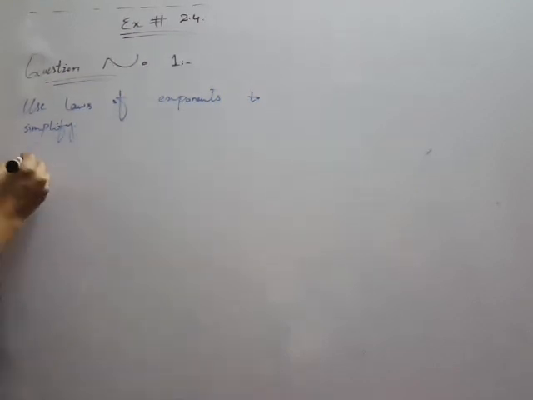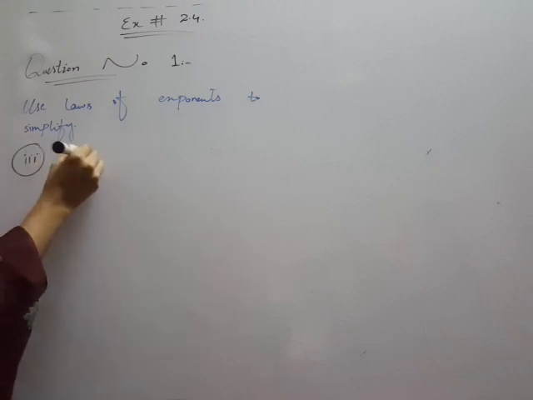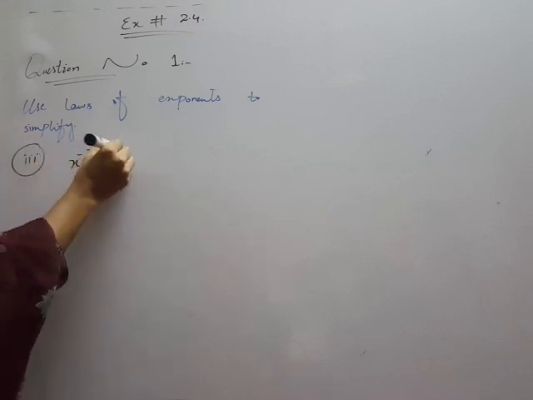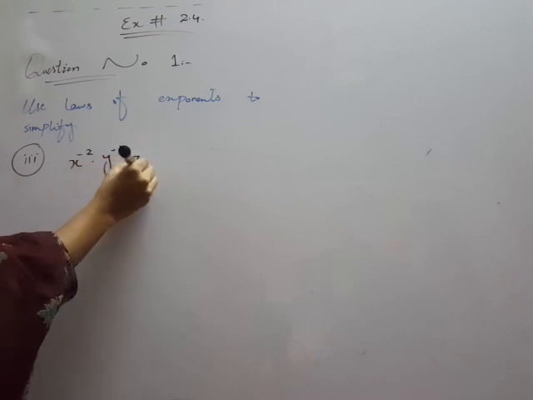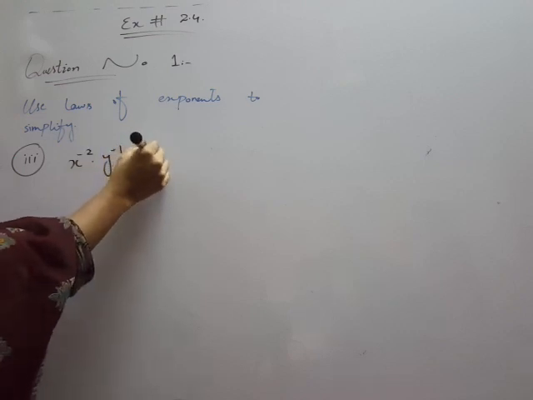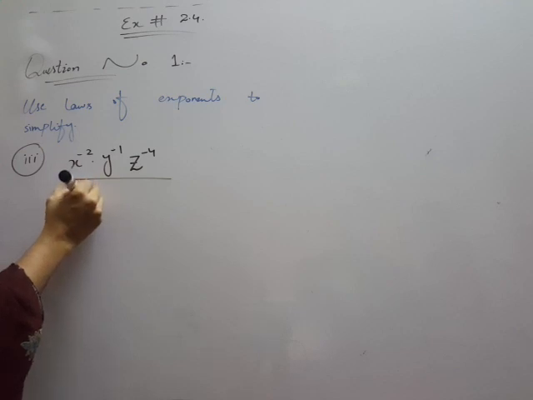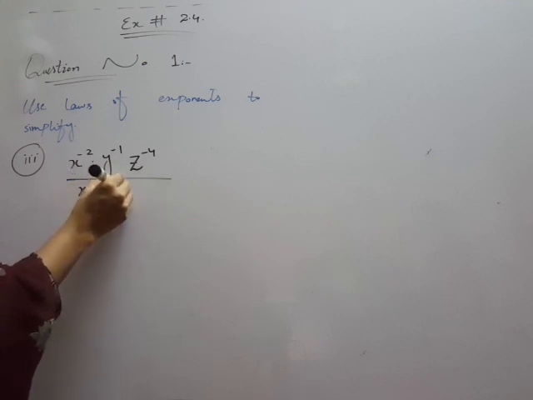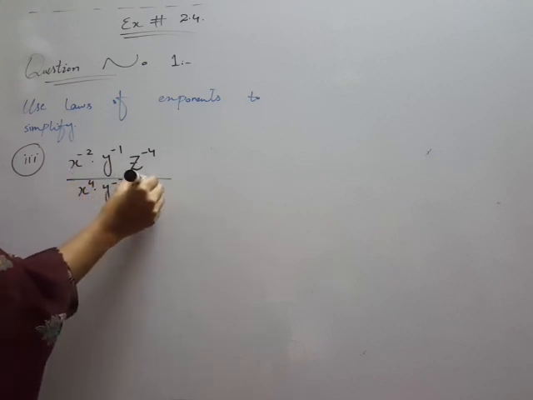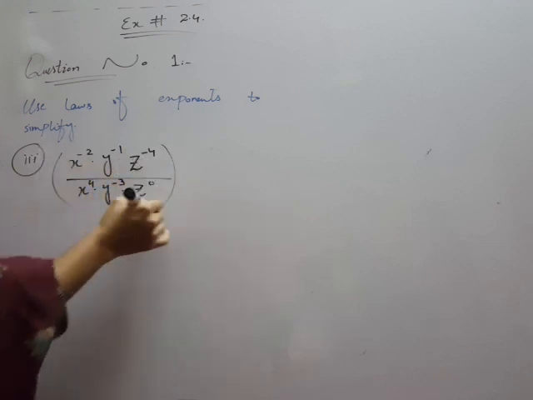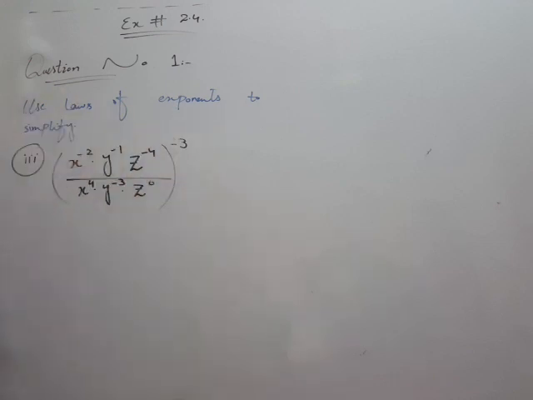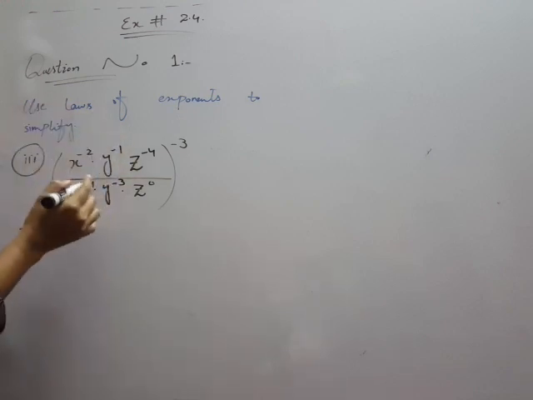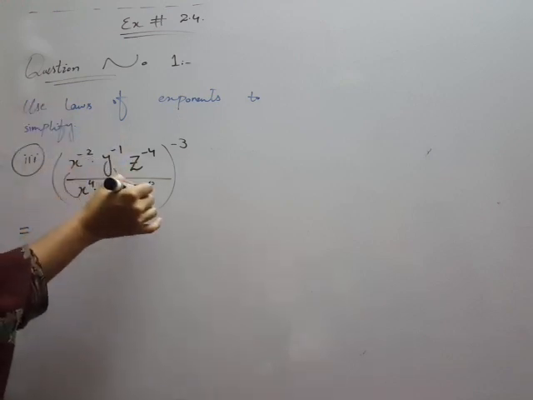The next part is x raised to power minus 2, y raised to power minus 1 and z raised to power minus 4, divided by x raised to power 4, y raised to power minus 3 and z raised to power 0, and whole power minus 3. Okay. First of all, we take all the variables together.